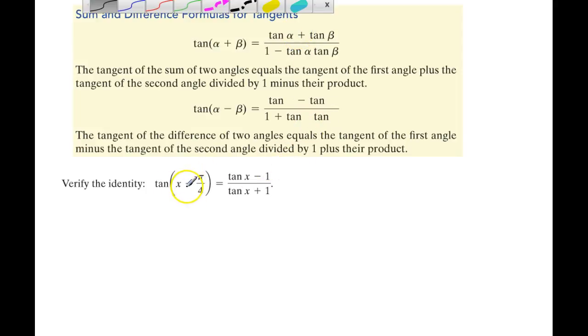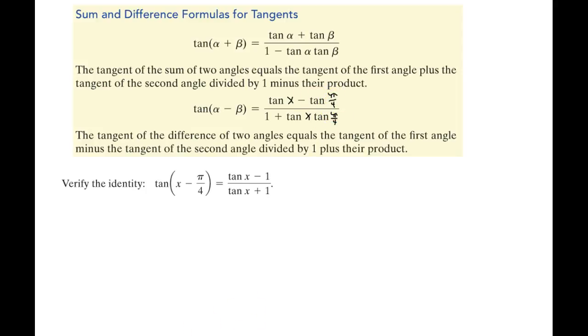So here, I've got a difference, so I'm going to use the bottom one. And everywhere there was an alpha, I'm going to replace it with an x. And everywhere there was a beta, I'm going to replace it with pi over 4. I've already done that here, but it's the same thing. Just notice that the signs changed between the two. This was alpha, this was beta, alpha, beta. So everywhere there was an alpha, I replace it with an x. So there's an x here, and there was an alpha there. And then everywhere there's a beta, I put in pi over 4. And then just by simply plugging in there, I get this.